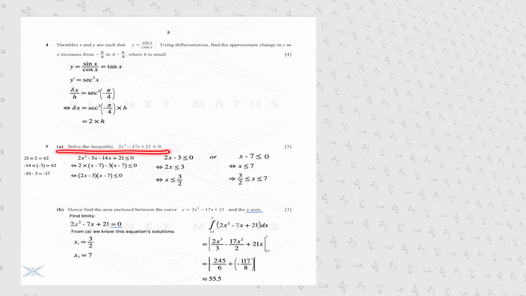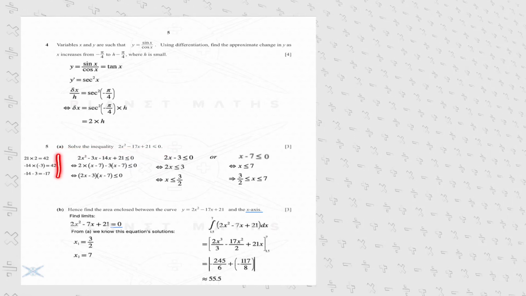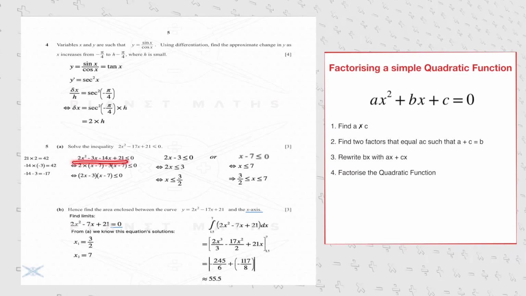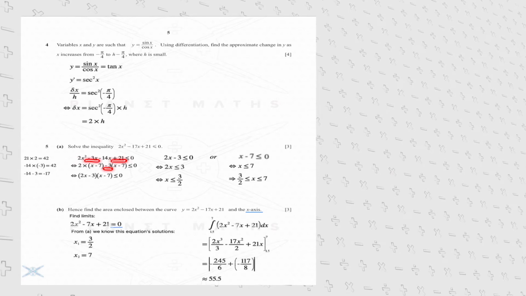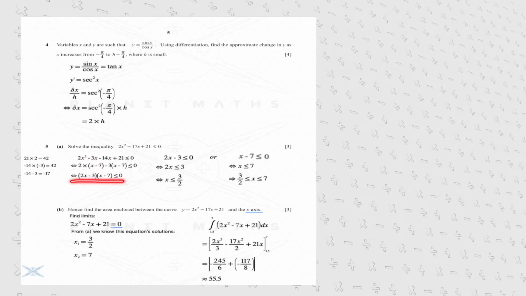Next on to exercise 5, where in part a we are supposed to solve the inequality 2x squared minus 17x plus 21 less than or equal to 0. Using the method for factorizing a quadratic function we can rewrite the expression as follows, and from here we are able to factorize 2 and negative 3 respectively. In step 2 we are able to factorize the brackets, providing us with the following inequality.